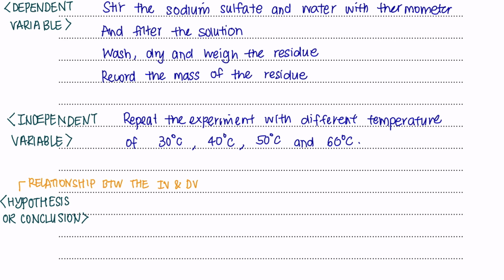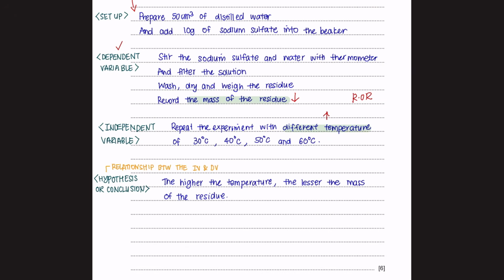So the independent variable here is different temperature, and the dependent variable here is the solubility of sodium sulfate, which will be measured by the mass of the residue. We have learned in the topic of rate of reaction that higher temperature means higher rate of reaction. So with a higher temperature, the mass of the residue will be less because more sodium sulfate will dissolve in the water. So here is your final answer.